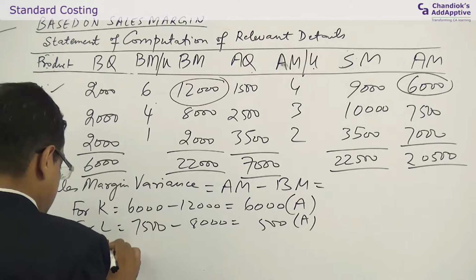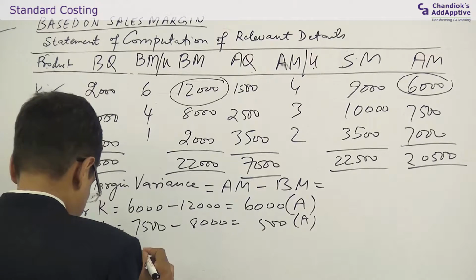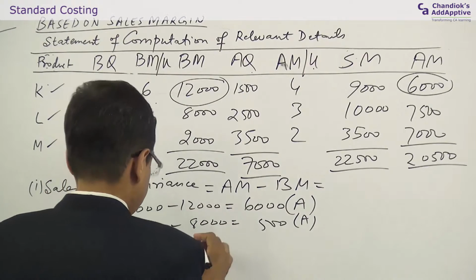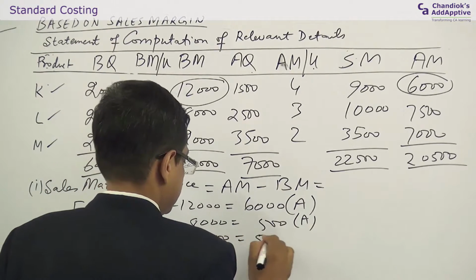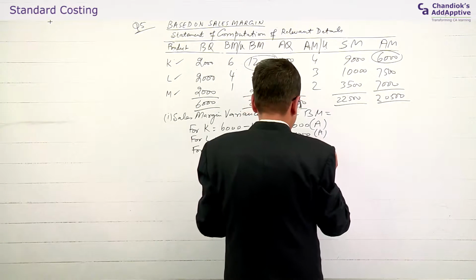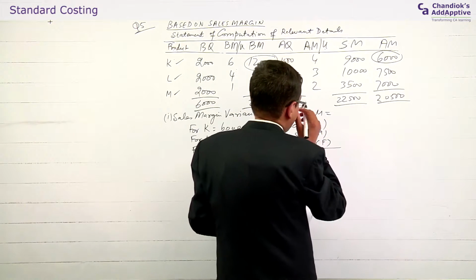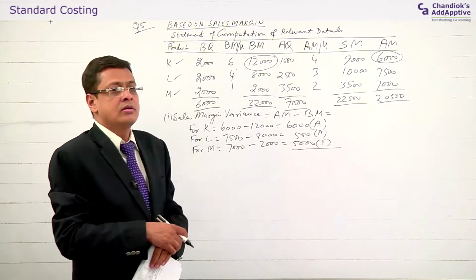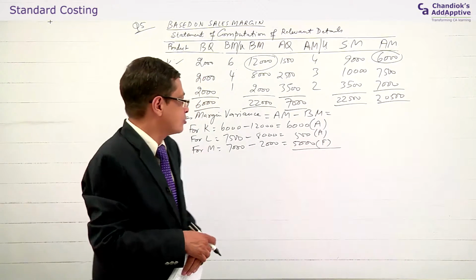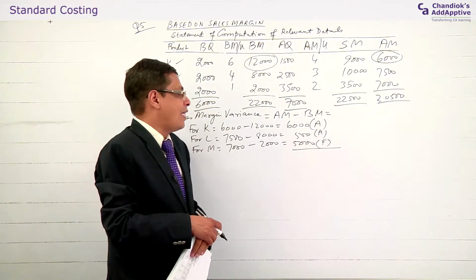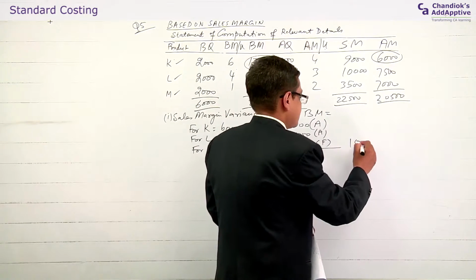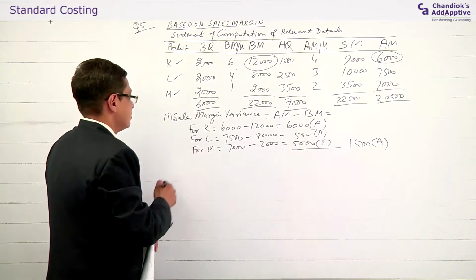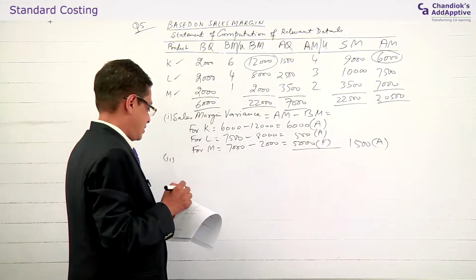For M, it has been provided at 7000 minus 2000. So, it is 5000 favorable. So, if you solve it, what you notice? You have two adverse at 6000 and 500. So, 6500 adverse, 5000 favorable. So, the result is 1500 adverse. So, this is the first variance, the margin variance.